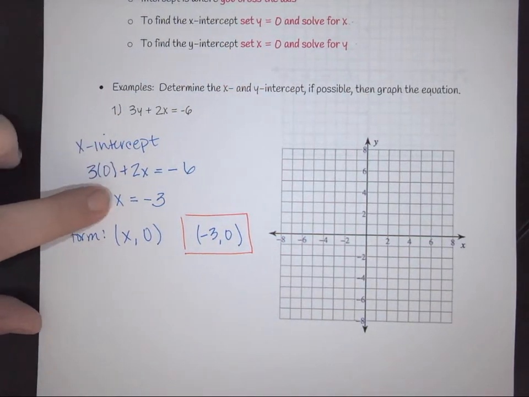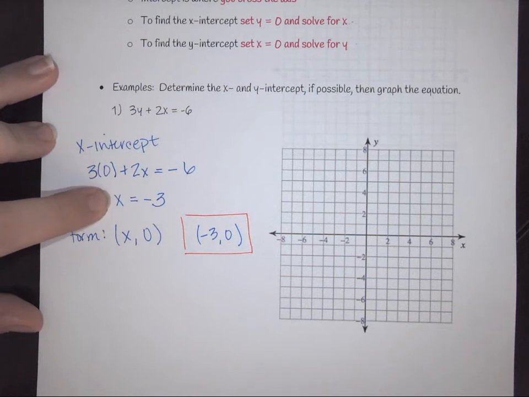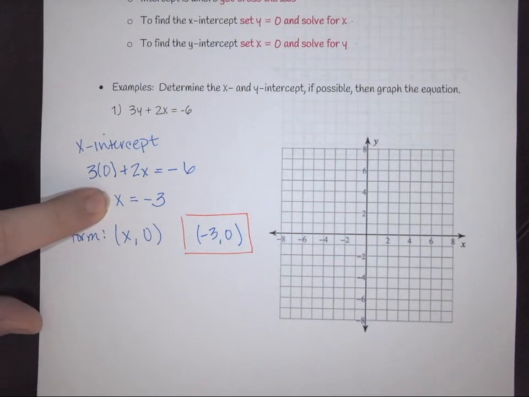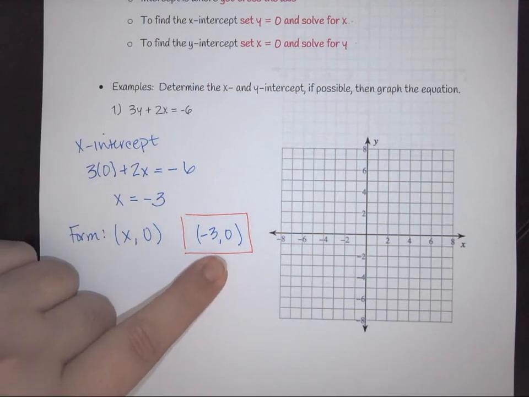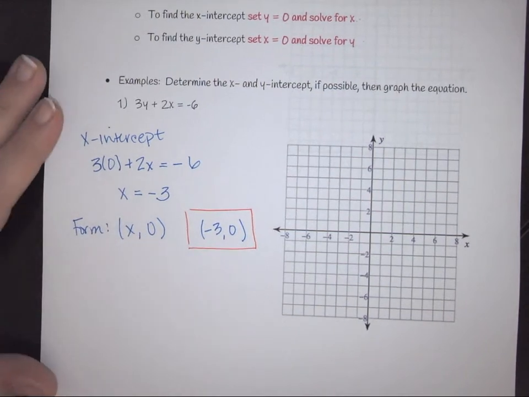So, for most instructors, me included, if you state an intercept is just simply x equals -3, you're wrong. It has to be written as a coordinate form. Okay.